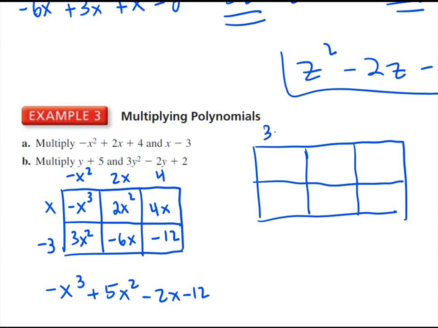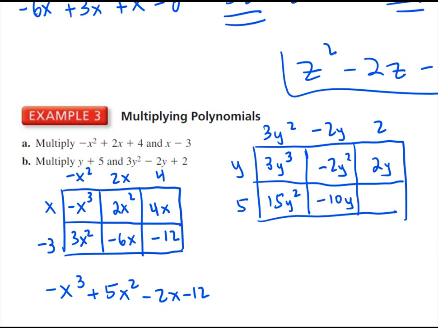So I've got 3y squared minus 2y plus 2. Then I have a y and a positive 5. So if I multiply, that's 3y to the third, minus 2y squared, positive 2y, 15y squared, negative 10y, and positive 10. So combine all the like terms inside the box. We get 3y to the third plus 13y squared minus 8y plus 10.